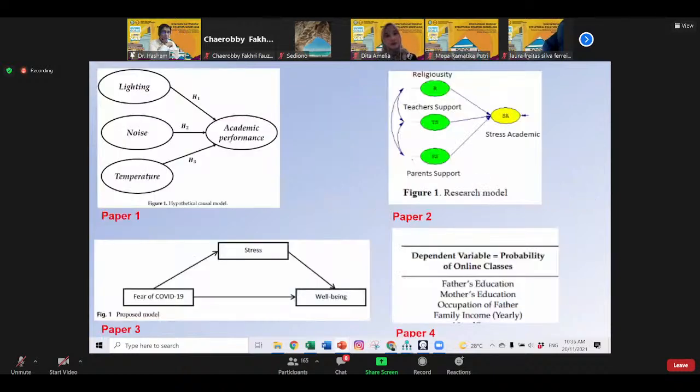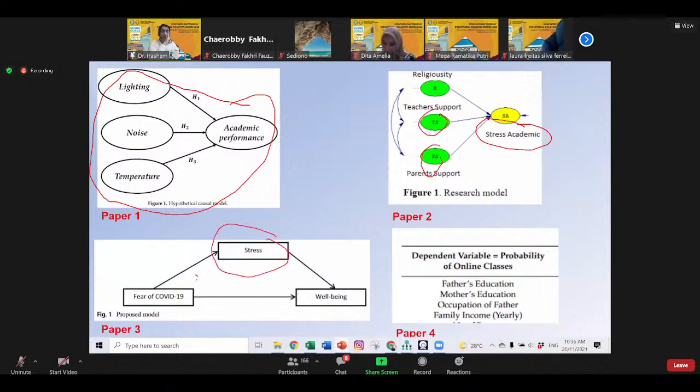So I put all the frameworks together. You see, paper 1 has this kind of framework on the left side: academic performance, lighting, noise, temperature. And then paper 2 also has parental support, teacher support, and academic stress, right? And then in paper 3, there's a correlation between stress, fear of COVID-19, and well-being. And also in paper 4, for the dependent variable, I use this kind of, you see?